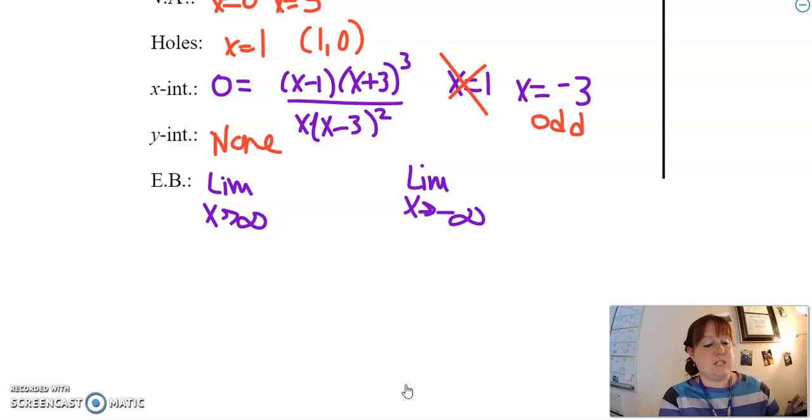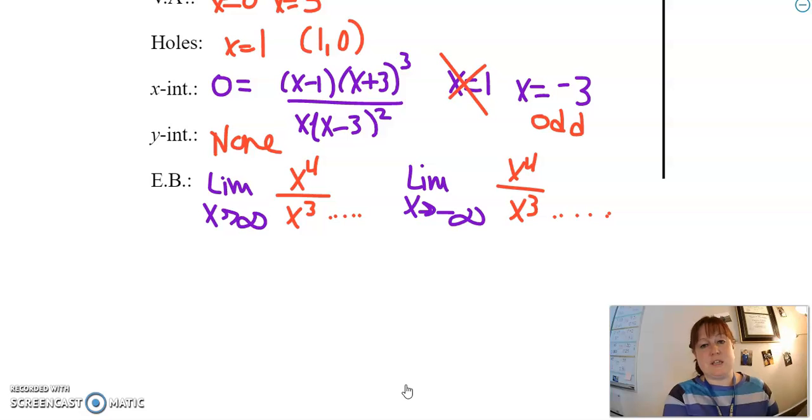Okay? Now let's look at our function. We have an x to the fourth on the top, and we have an x cubed on bottom. And remember, we don't care about anything else because all those little things don't matter. When you put one Google into this, none of the little stuff matters, okay? So, what's going on? x to the fourth over x cubed is the same as just x, right? It simplifies down to x.